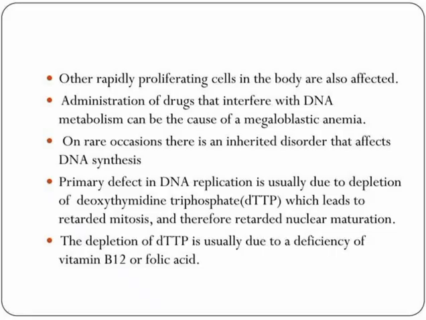This results in retarded mitosis, where cell division is slowed or arrested, typically in the S phase of the cell cycle, and it may lead to nuclear-cytoplasmic asynchrony. That is, the nucleus matures slowly due to the lack of DNA precursors, but the cytoplasm continues to grow, leading to retarded nuclear maturation. This depletion of dTTP is most commonly caused by a deficiency of vitamin B12 or folic acid. Both vitamin B12 and folic acid deficiency can cause this nuclear-cytoplasmic asynchrony or retarded mitosis in DNA.